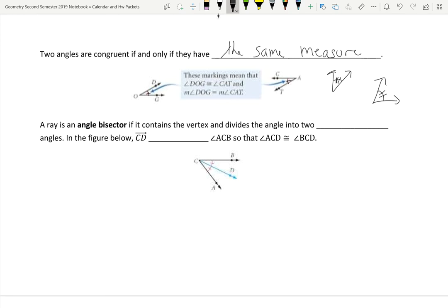And finally, an angle bisector. So a ray is an angle bisector if it contains the vertex of the angle and divides the angle into two congruent angles. And in the figure below, ray CD bisects angle ACB so that ACD is congruent to BCD. So we can see these markings right there mean that it divides that angle into two congruent angles. That is an angle bisector.